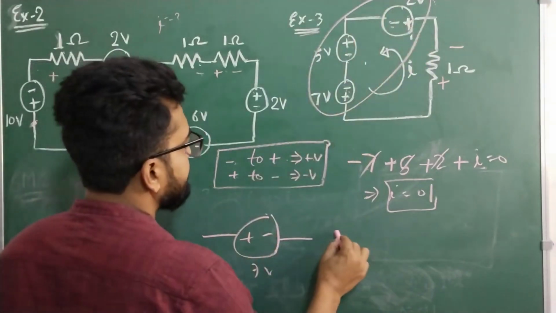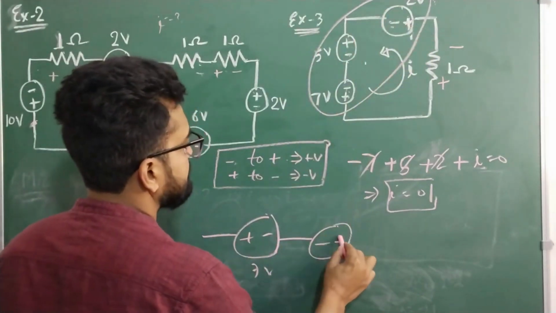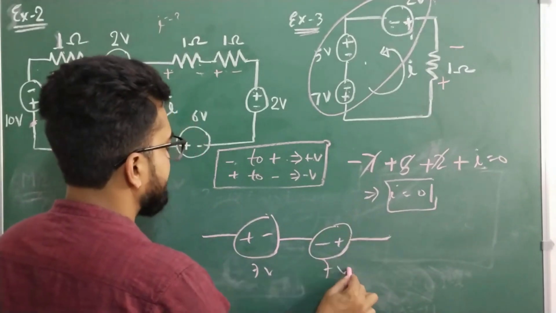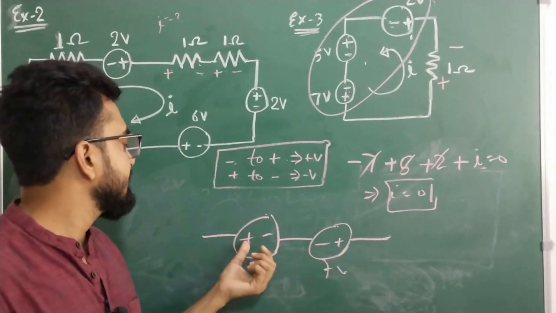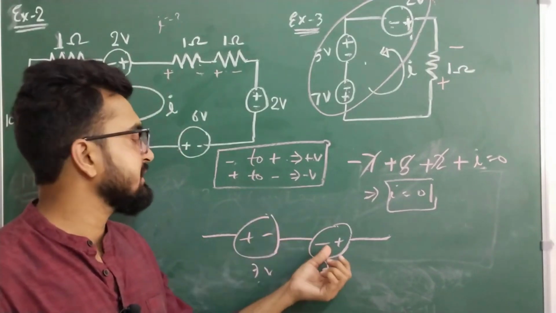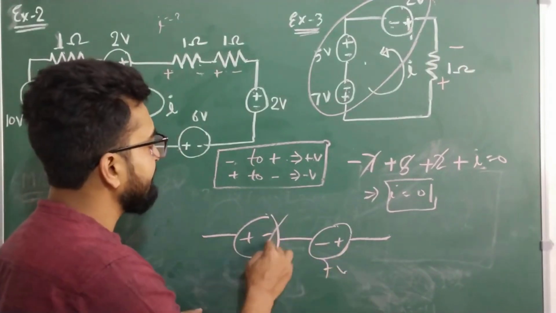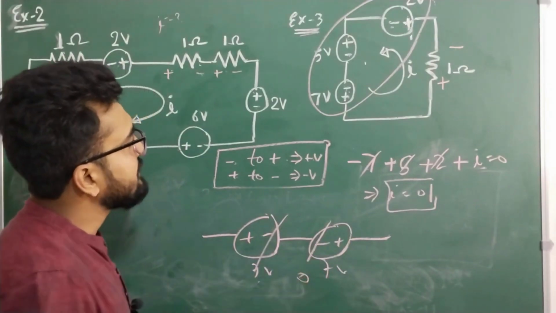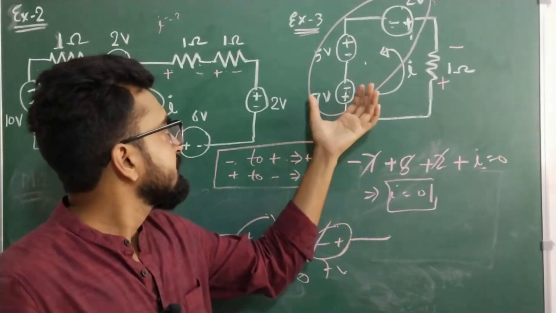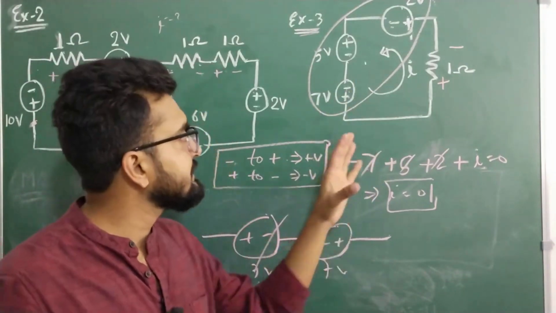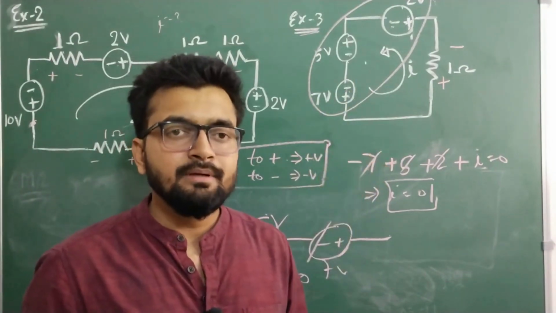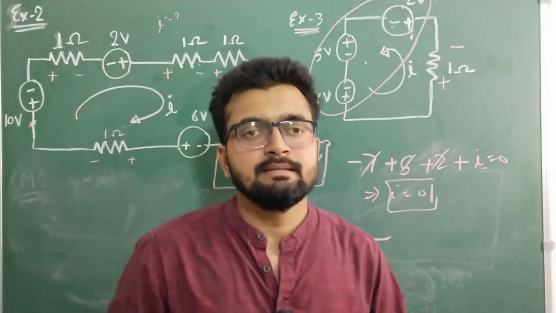So 7 volt here and 7 volt here, but you can see the polarity is different. It goes plus to minus, and here minus to plus. So the net effective voltage is 0. If there is no voltage, there won't be any current flowing in the circuit. So the answer for the second question is 0. So 0 ampere is the current that flows in the second circuit.